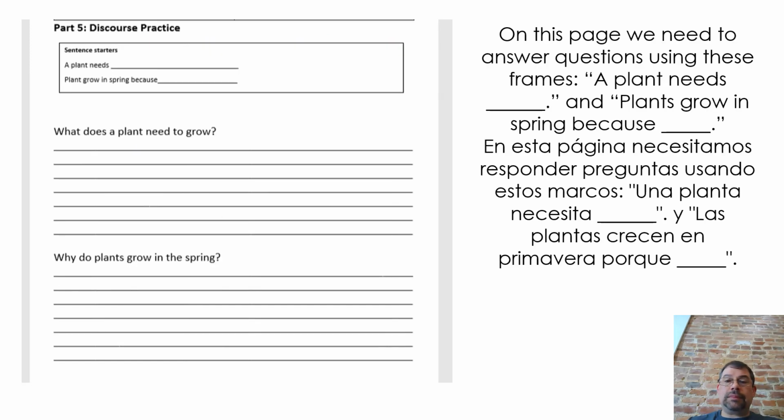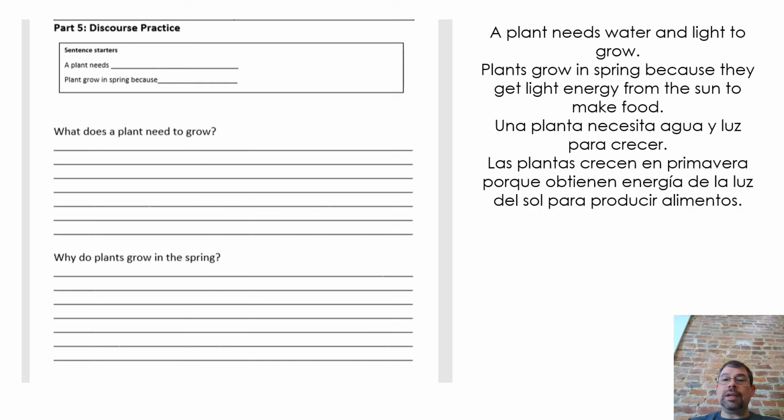On this page, we need to answer questions using these frames. A plant needs blank to grow, and plants grow in spring because blank. A plant needs water and light to grow. Plants grow in spring because they get light energy from the sun to make food.